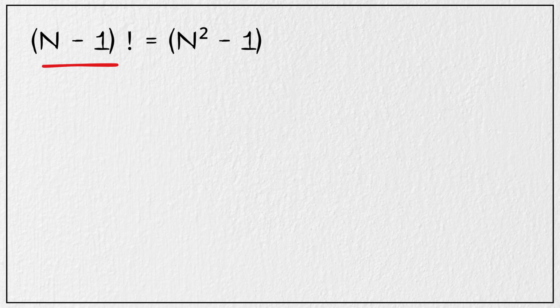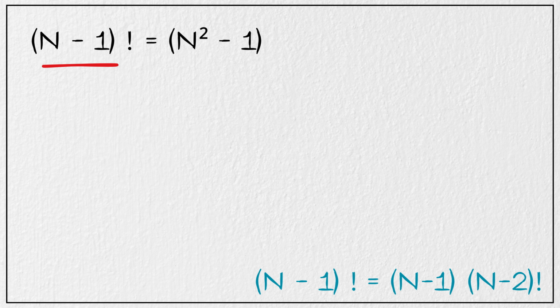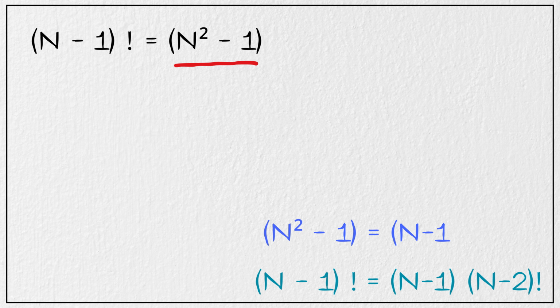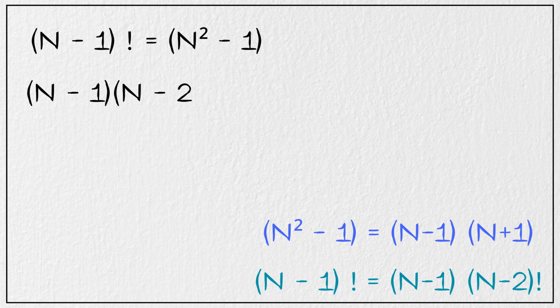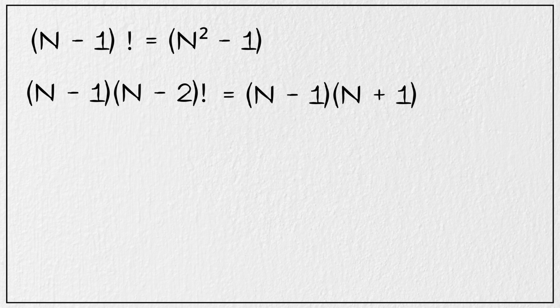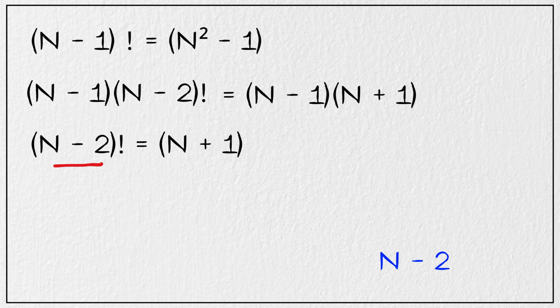Let's expand n minus 1 factorial as n minus 1 times n minus 2 factorial. On the right-hand side, we have n squared minus 1, which can be rewritten as n minus 1 times n plus 1. So now we have n minus 1 times n minus 2 factorial equals n minus 1 times n plus 1. Again, canceling n minus 1 from both sides, we are left with n minus 2 factorial equals n plus 1. Let this n minus 2 be k.